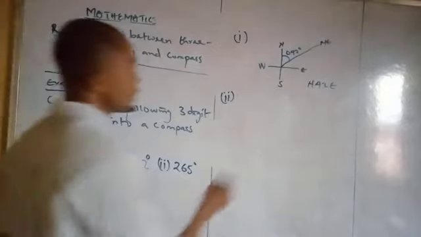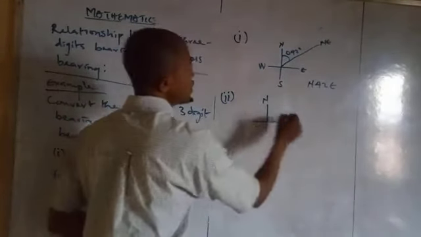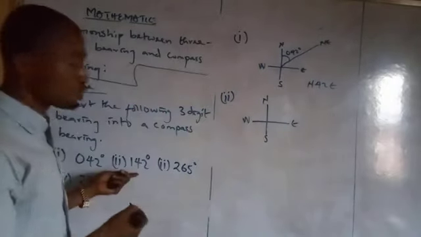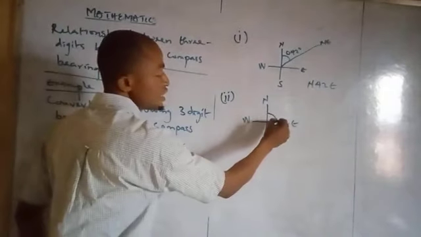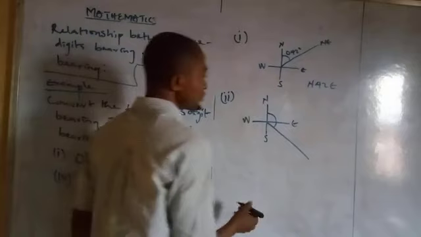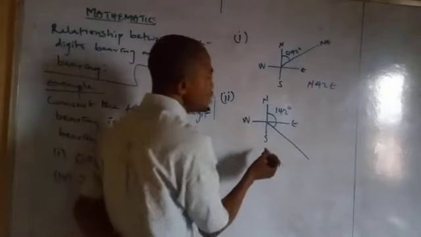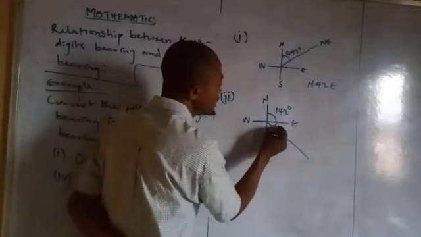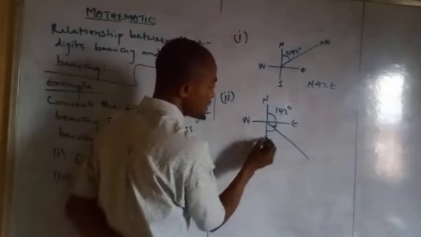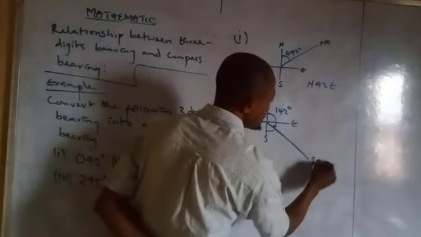Then Roman figure 2, we have 142 degrees. This is a 3-digit bearing, so we are converting this to a 2-digit bearing. North, east, south, and west. 142 degrees. From here to here, this is 90. With 142, we enter this quadrant, then we have this. So this is 142 degrees. The remaining part, from here to here, this is south, this is east.